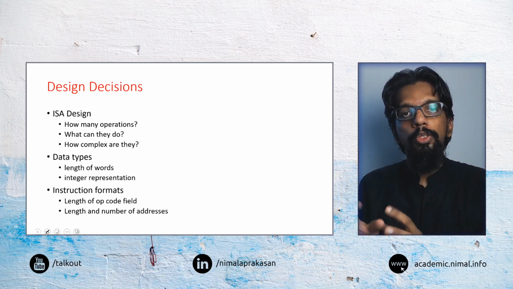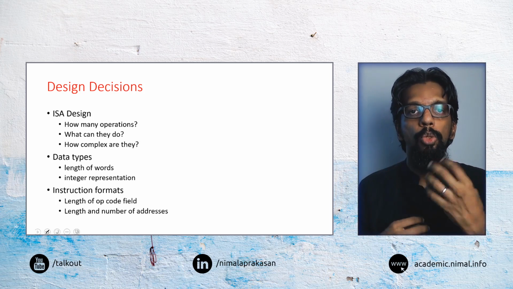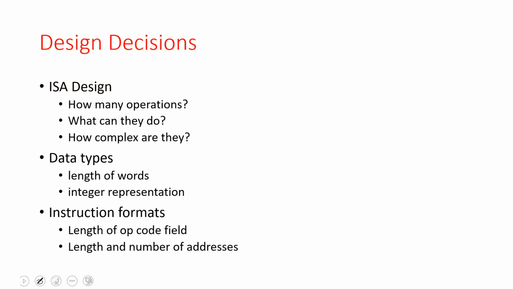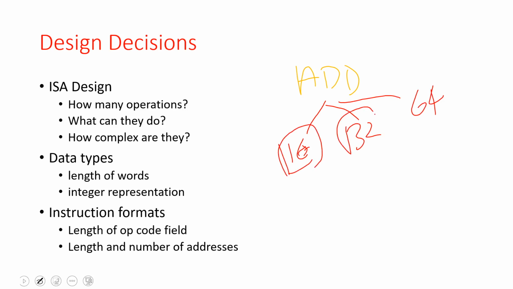And we can also specify how complex those instructions can be. Say, for example, we can have an addition instruction, and for that particular addition instruction, we can say it can be a 16-bit adder, it can be a 32-bit adder, or it can be a 64-bit addition. Depending on the decision that we make there, the complexity is going to change.